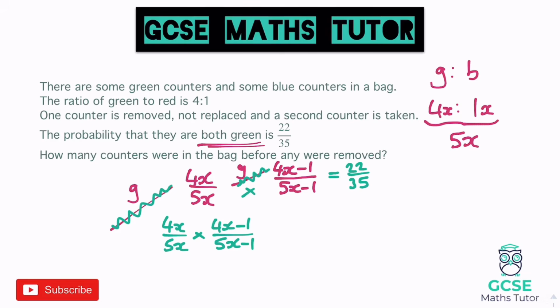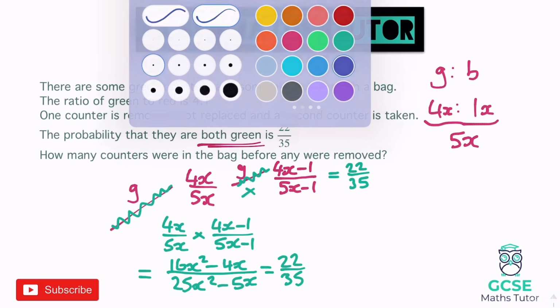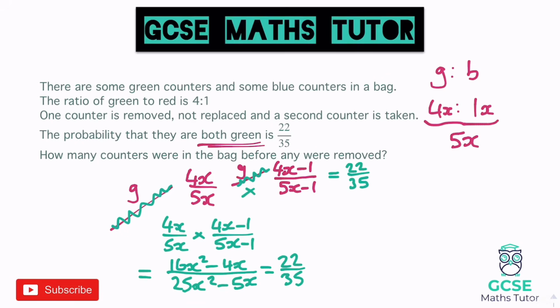So on the top we have 4x multiplied by the 4x minus 1. 4x times 4x is 16x squared, and 4x times negative 1 is negative 4x. Okay, just multiplying the top there just like a single bracket, and on the bottom we've got 5x times the 5x, which is 25x squared, and 5x times the negative 1, which is negative 5x. And then now that equals 22/35.